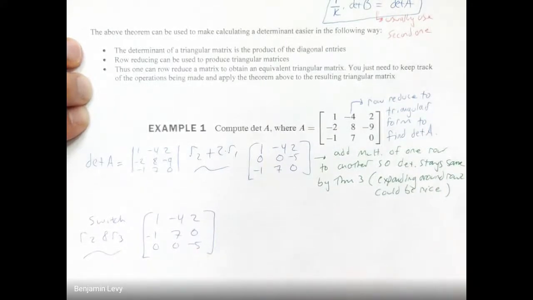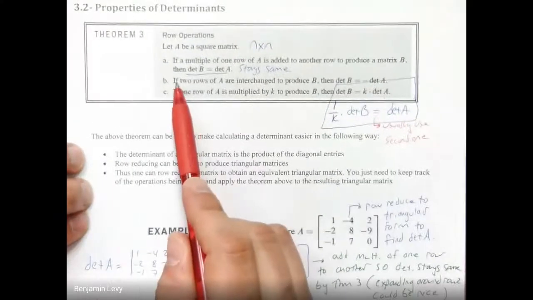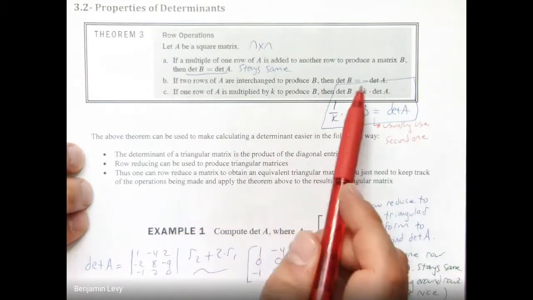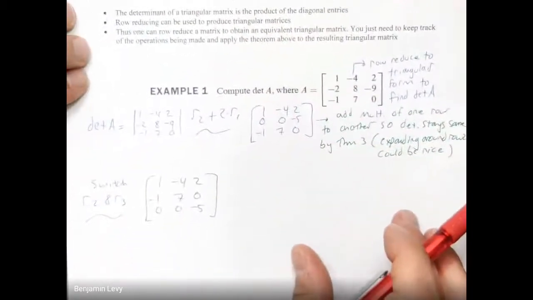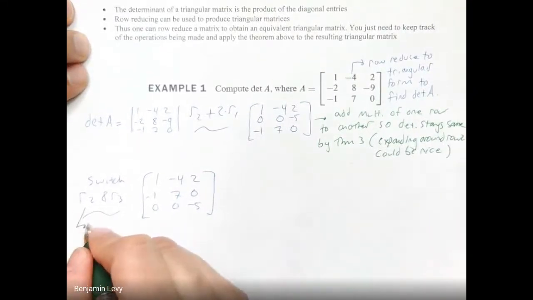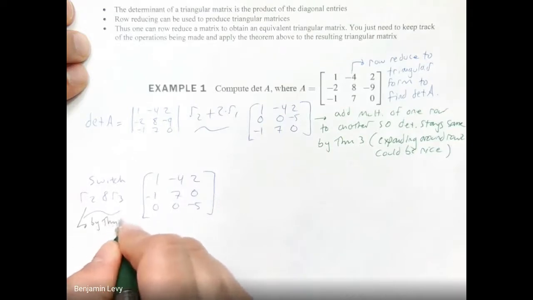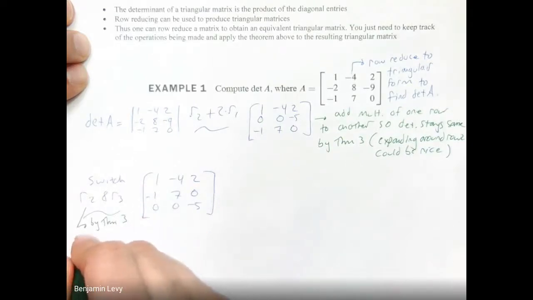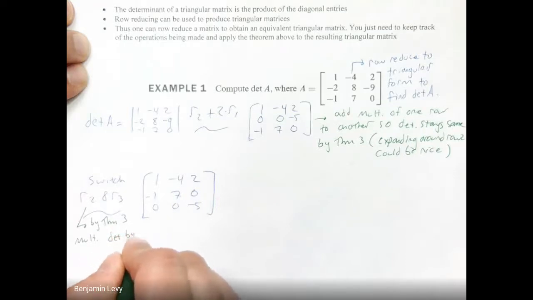And what the theorem tells us about that, if we switch 2 rows, we multiply the new determinant by -1. So let's make note of that. So by theorem 3, we want to multiply our determinant by -1 once we get to that step.